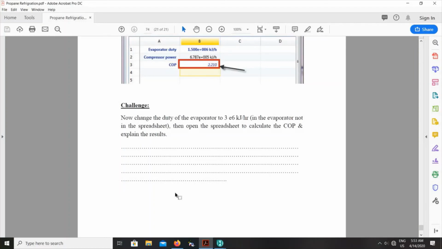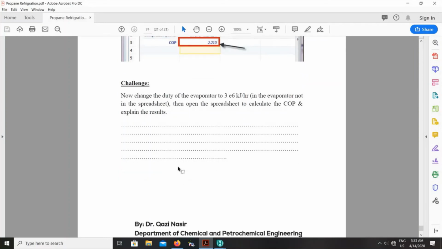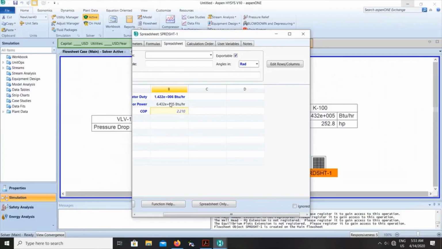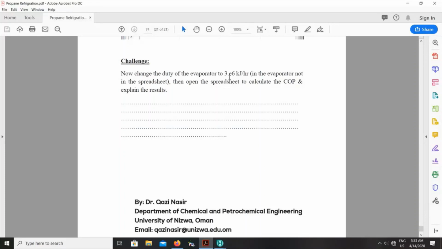Now the challenge for you, and this is your home exercise, is that you need to change the evaporator duty. You remember the evaporator duty, if you look here, is 1.422 e to the power 6 BTU per hour, not BTU per hour, kilojoule per hour. Change this one into 3 e to the power 6 kilojoule per hour, and then see what is the effect on this COP.